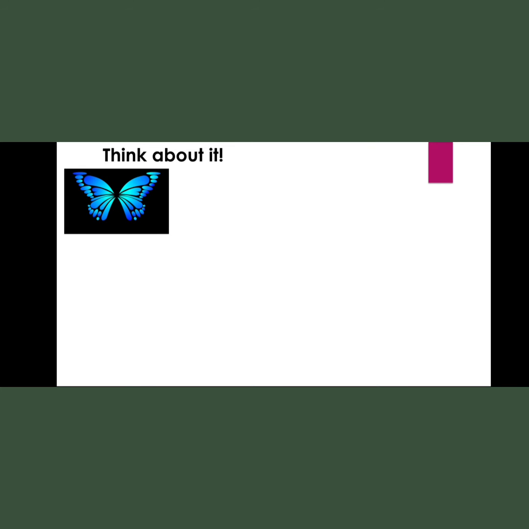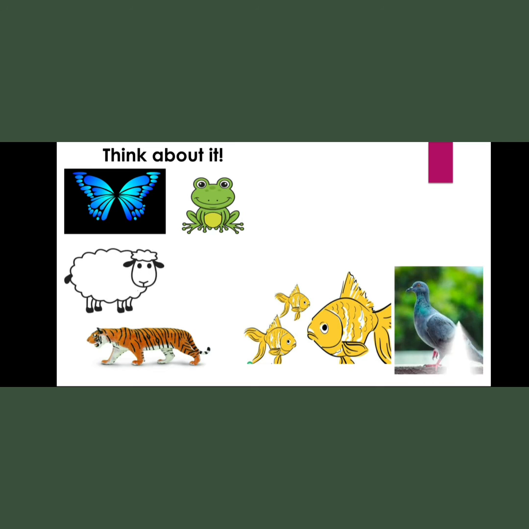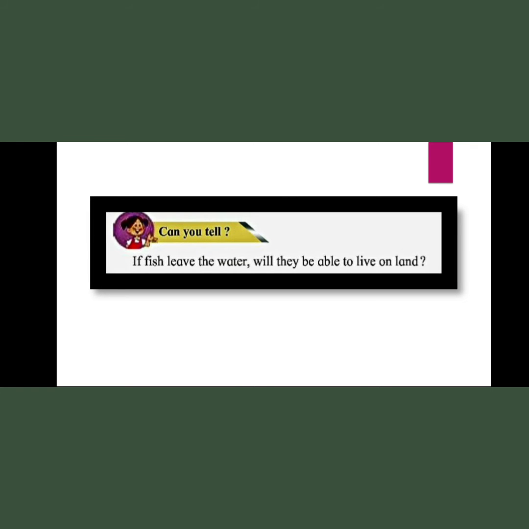This is a butterfly. Butterfly feeds on the nectar of flowers. Can a frog do the same? A sheep eats the leaves of shrubs. Can a tiger do the same? A fish breathes in water. But can a pigeon do that? No. Bulrushes grow in water. Can a lemon tree do so? No. Can you tell? If fish leave the water, will they be able to live on land? No.